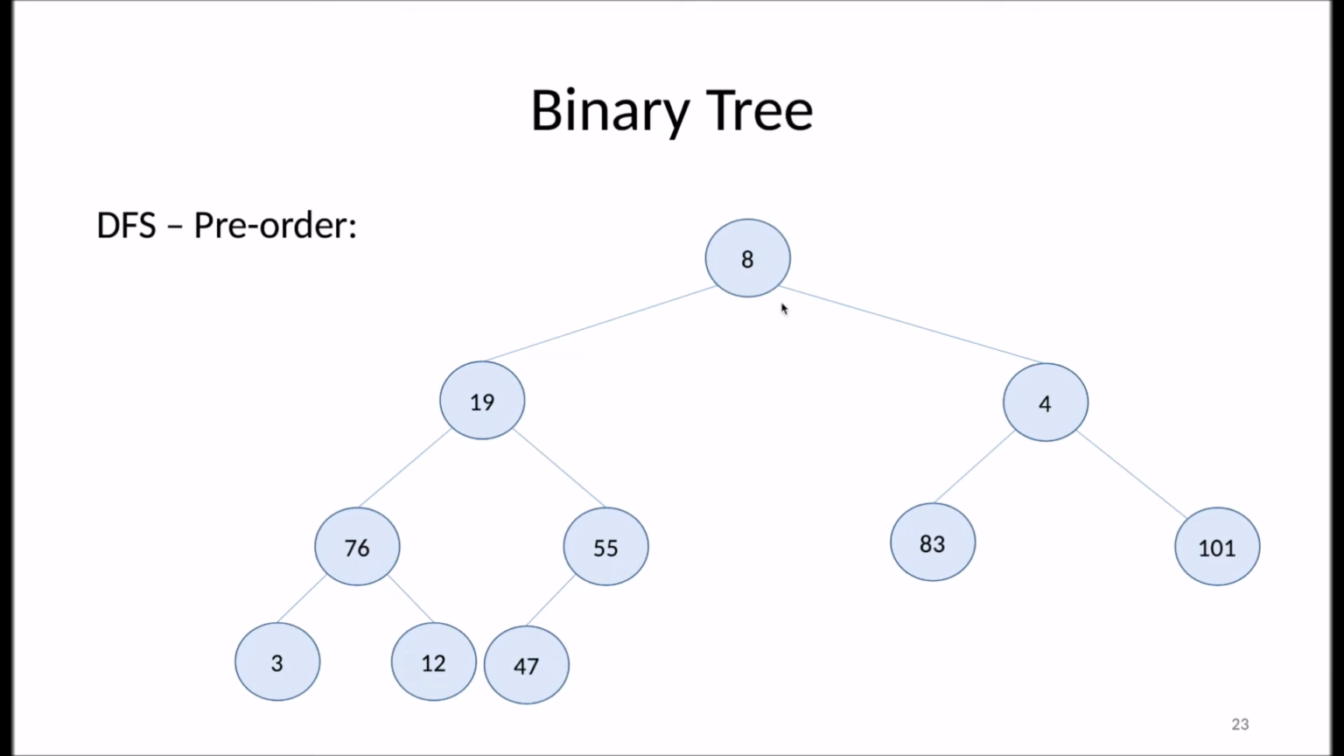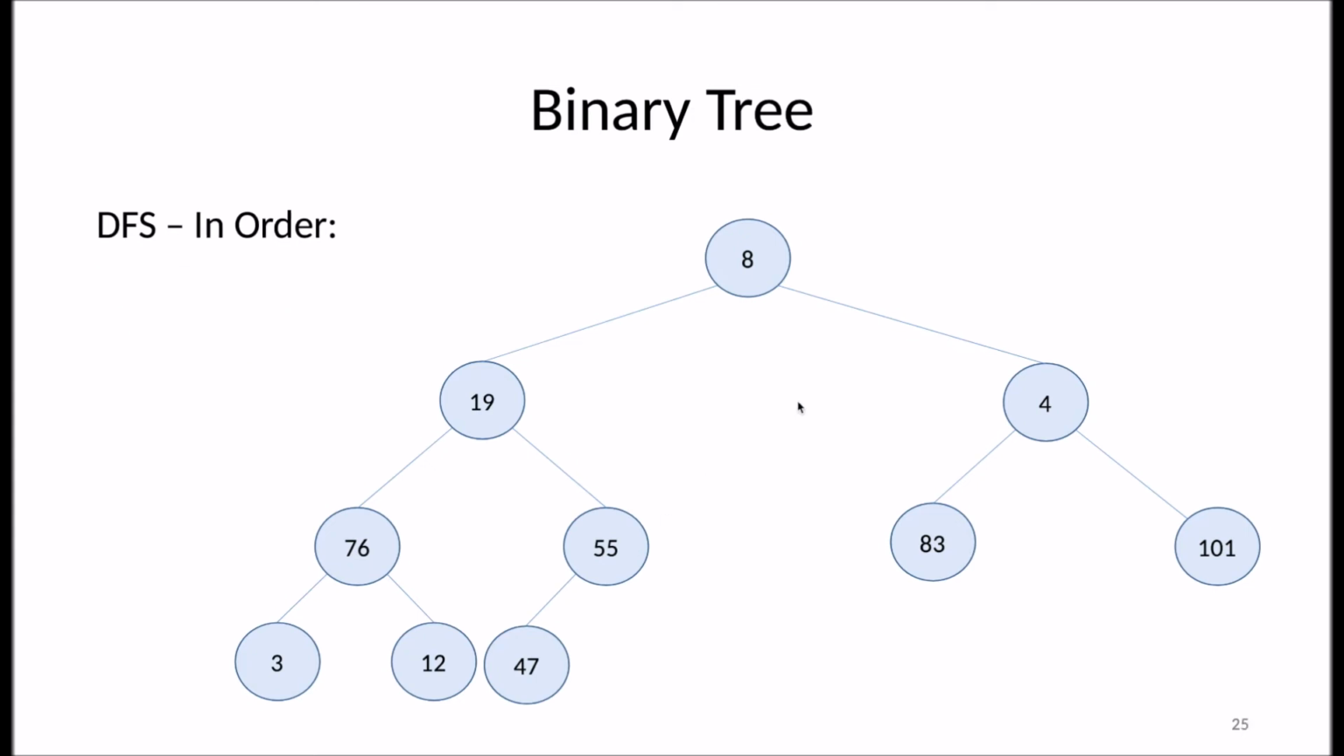So preorder visits a node before visiting the children. And depth-first search means we go into depth first. So the visitation order for preorder would be 8, 19, 76, 3, then backing up, going to 12, backing up, taking the next path, 55, 47, going up, and then on the other side, 4, 83, and 101. This is the visitation order of preorder.